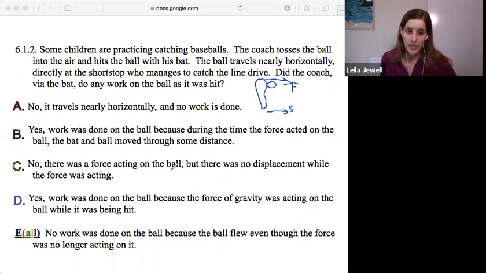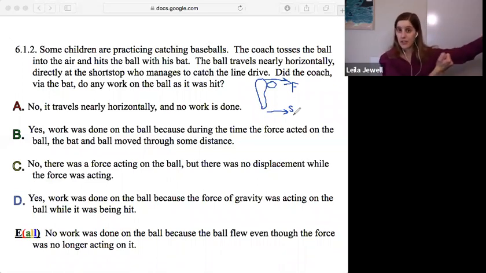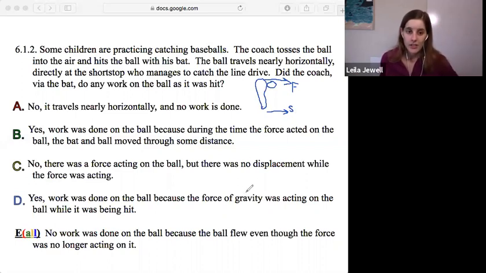C says there's force acting but no displacement. I think the force does also correspond to a displacement. The bat keeps moving, and similarly, the ball starts to move with the bat until it leaves the end of the bat. So it seems like there is work.